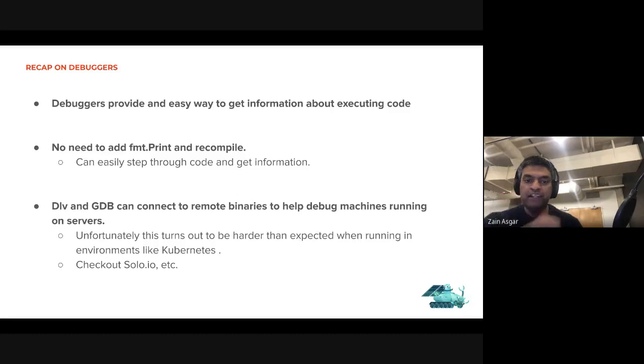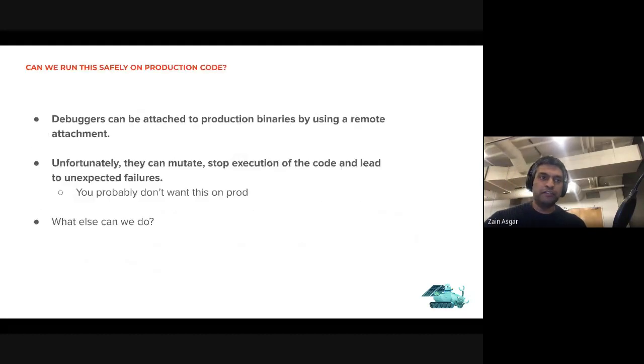Delve and GDB can also connect to remote binaries, so you don't have to physically be running the binary on your local machine to run a debugger. Unfortunately, this turns out to be a little bit harder in environments like Kubernetes, but there are some great projects like Solo and et cetera that make this process more manageable. So debuggers are great. What's the problem with running a debugger?